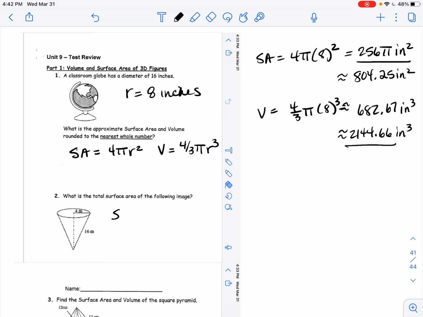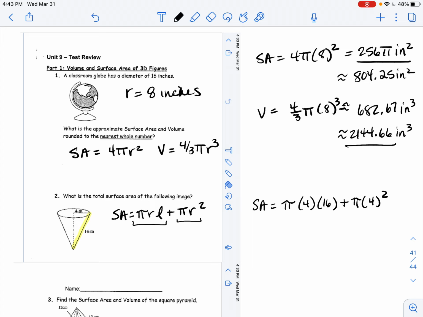For problem number 2, we have a cone, and it wants the surface area. So surface area of a cone is going to be pi RL plus pi r squared. So this is the lateral surface area, and then this is the area of the base. And then that's all it wants for this one. So let's go ahead and plug in our values. So surface area is equal to pi times the radius, which is 4. The slant height, that's your L, that would be 16, plus pi times the radius squared.